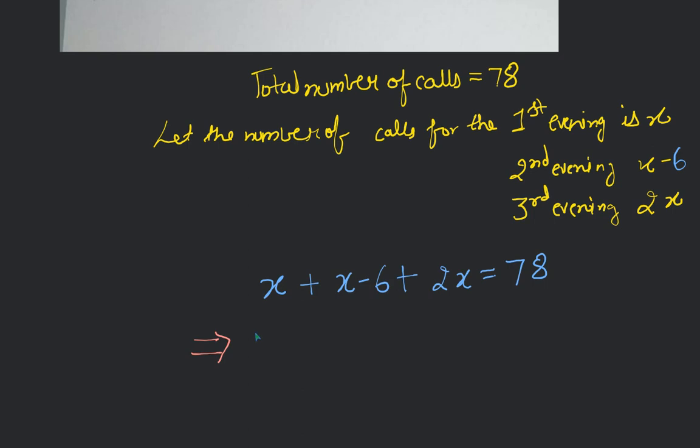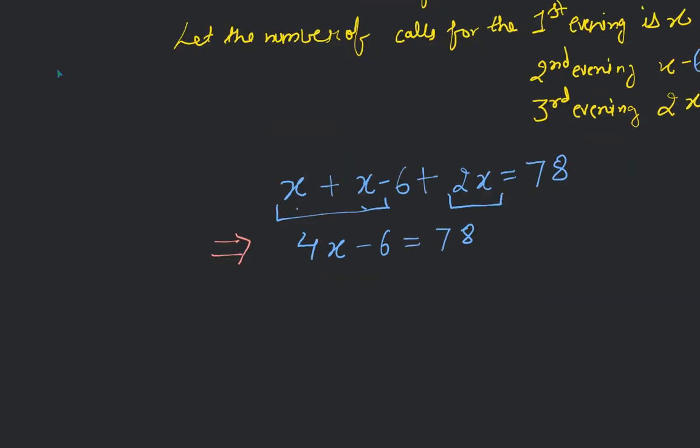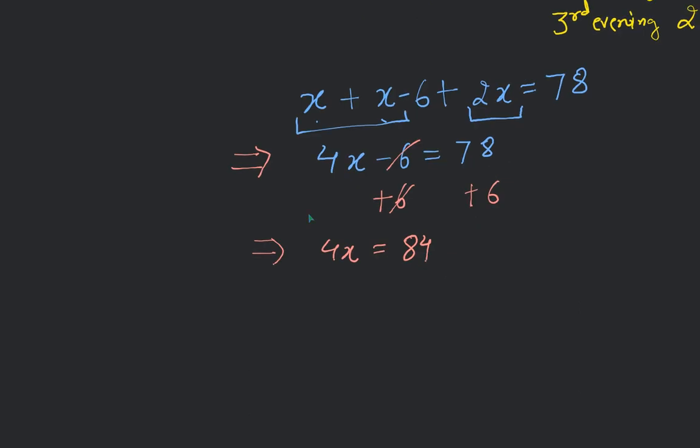We can add these two x's together and the 2x with that. So how much will be the value after adding all the x's? 1x plus 1x will be 2x, and 2x plus 2x will be 4x. So we have 4x minus 6 equals 78. Now using the addition property of equality, we can add a common number 6 to cancel it out from one side, and we get 4x equals 78 plus 6, which is 84.